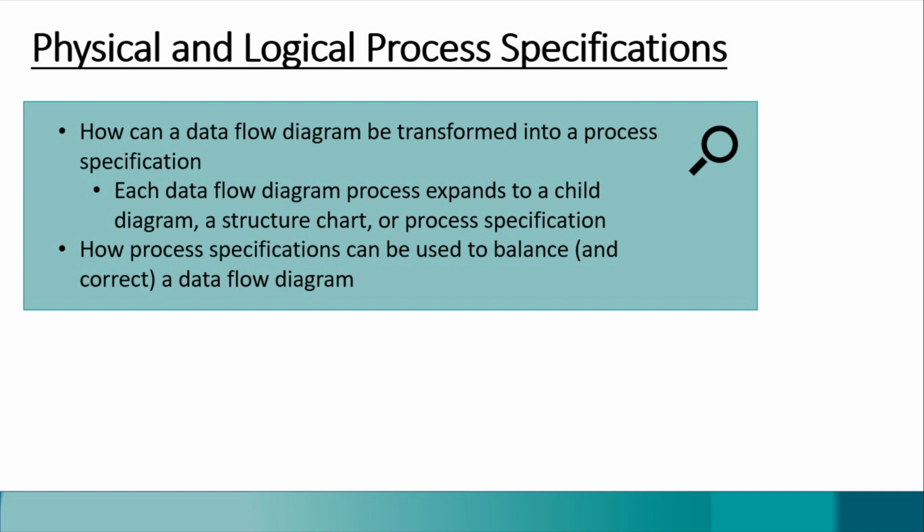Physical and logical process specifications. How can a data flow diagram be transformed into a process specification? Each data flow diagram process expands to a child diagram, a structure chart, or a process specification. Process specifications can be used to balance, and correct, a data flow diagram. If the process is primitive, the specifications show the logic, arithmetic, or algorithm for transforming the input into output.